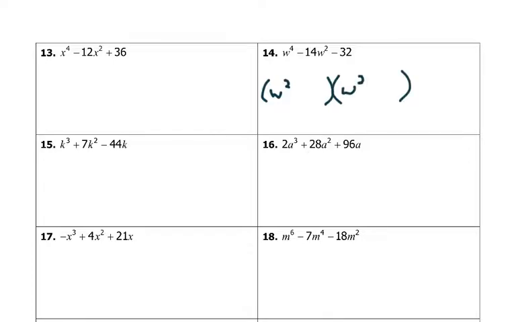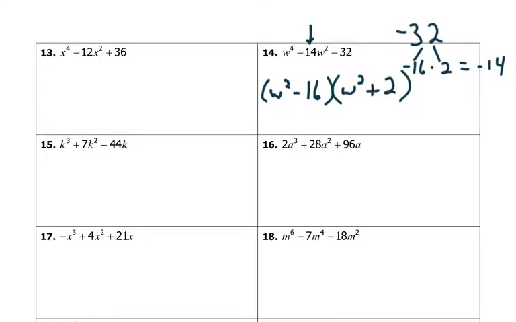And how do we know that? We can also look at our middle term and see that that's squared, and we know that that's going to be our first term. All right. So we do everything as normal. I'm going to take 32 here. It's a negative 32. What two factors multiply together to get negative 32, but add together to get negative 14? That would be negative 16 times 2. If we add them together, we get negative 14. So that matches what we have right here. Therefore, those are our two factors. So w squared minus 16 and w squared plus 2.